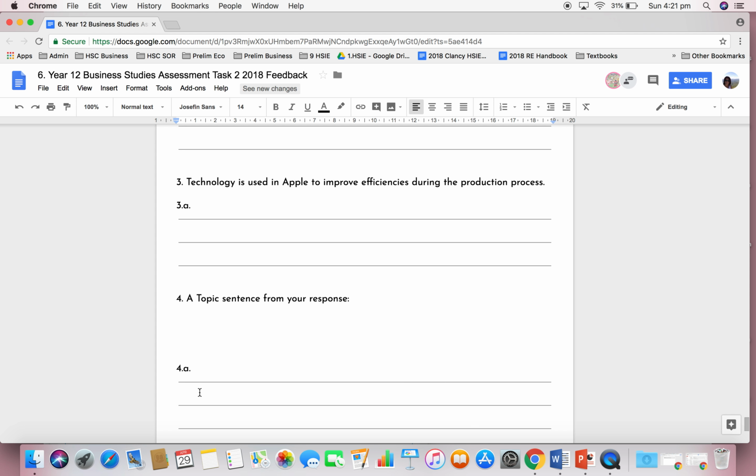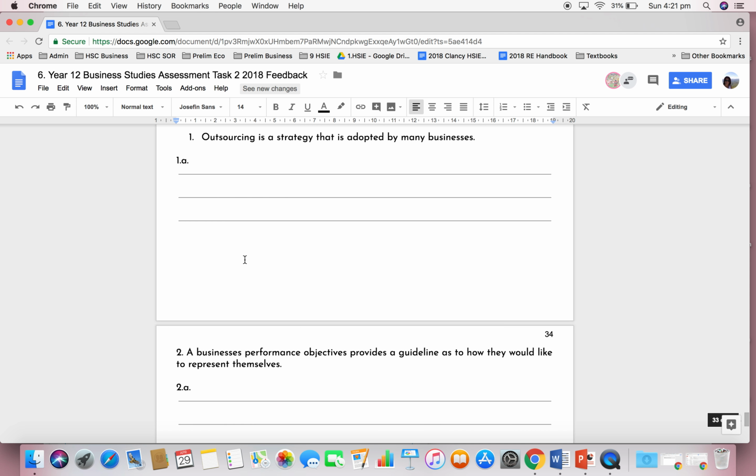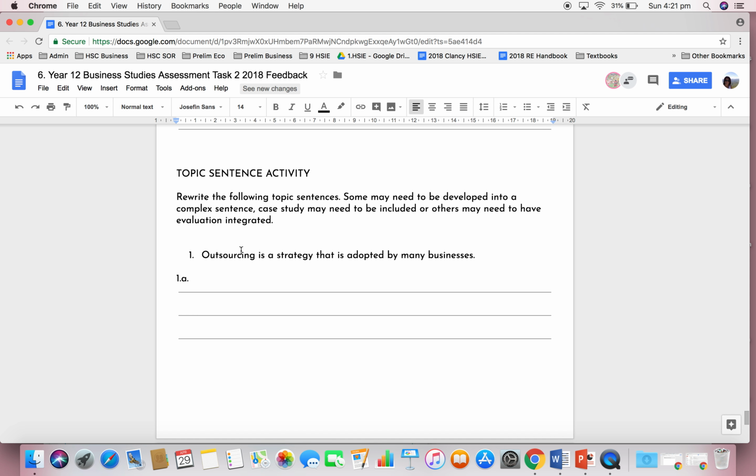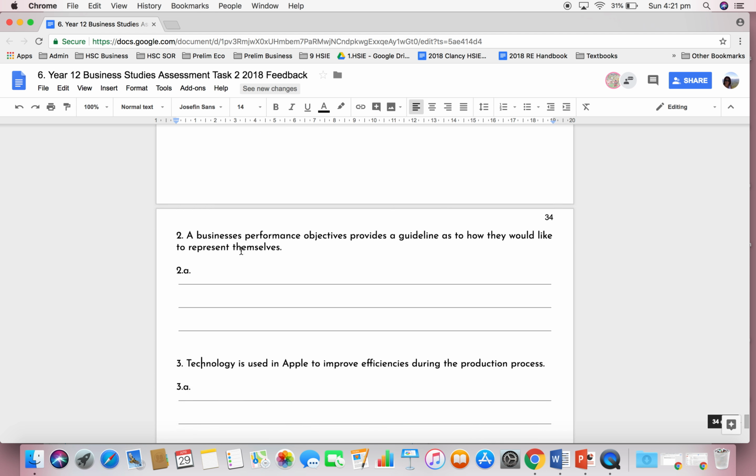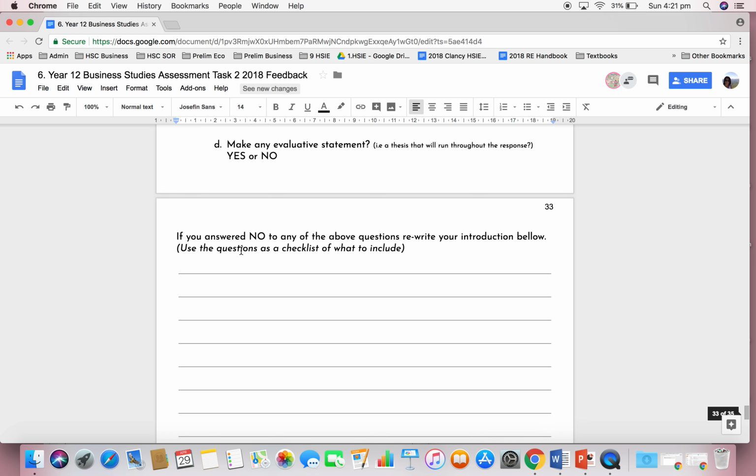Once you've done those, the fourth one, I want you to choose a topic sentence that you think is quite poor from your response. Write it out here and then rewrite it using these ideas that we've just mentioned. Okay? All right, guys, your topic sentence activity should now be completed.